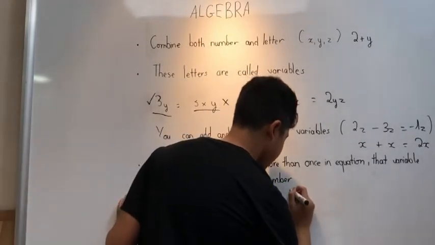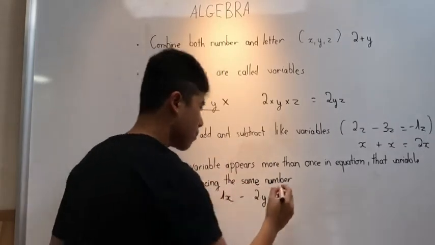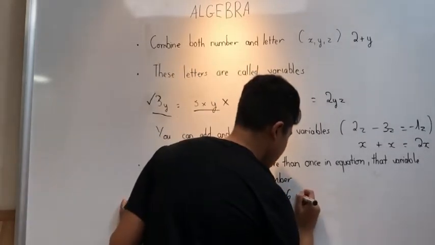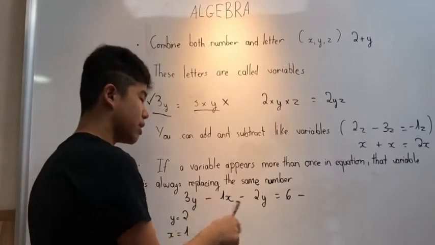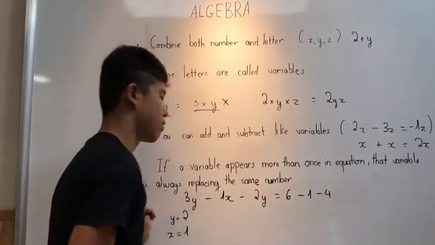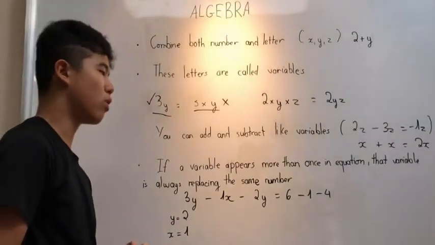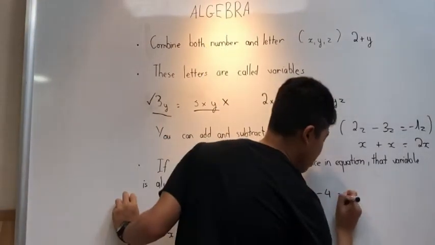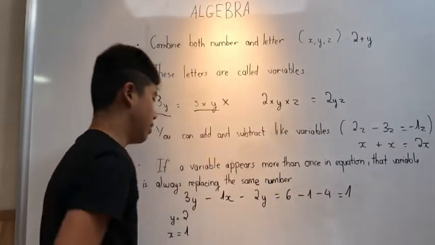So 3 times 2 is 6, and minus 1 times 1 is 1. And then 2 times 2 is 4. 6 minus 1 minus 4 equals 1. So the answer must be 1.